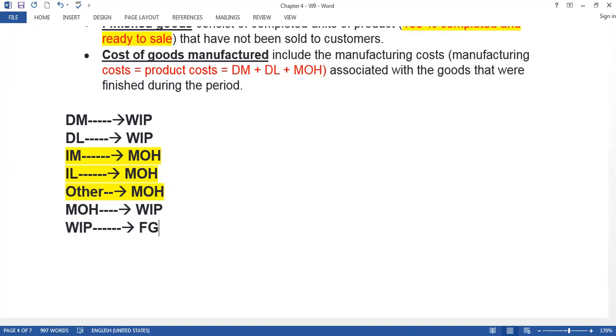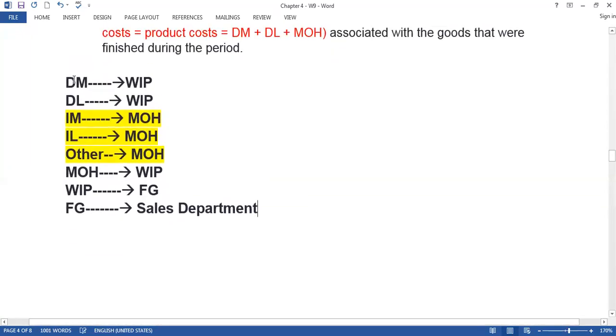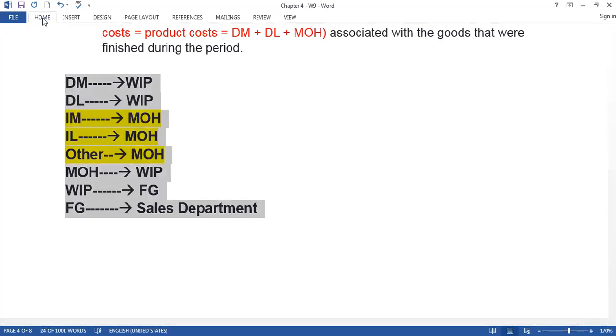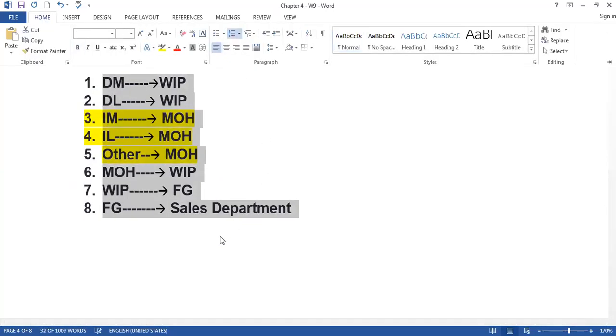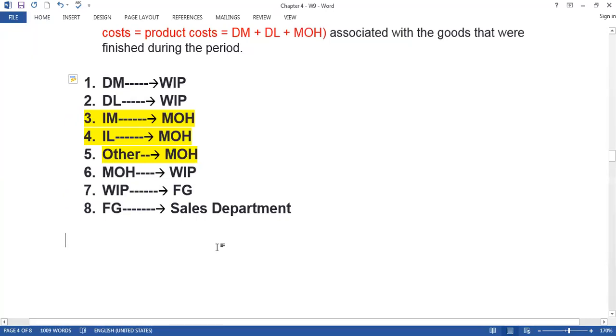What is the meaning of finished goods? Finished goods means it is ready to sell, right? It means that finished goods transfer to where? Finished goods transfer to sales department. Okay. So this is the flow of cost. These examples are called the flow of cost, and these are the steps. These are the 8 steps you have to remember.